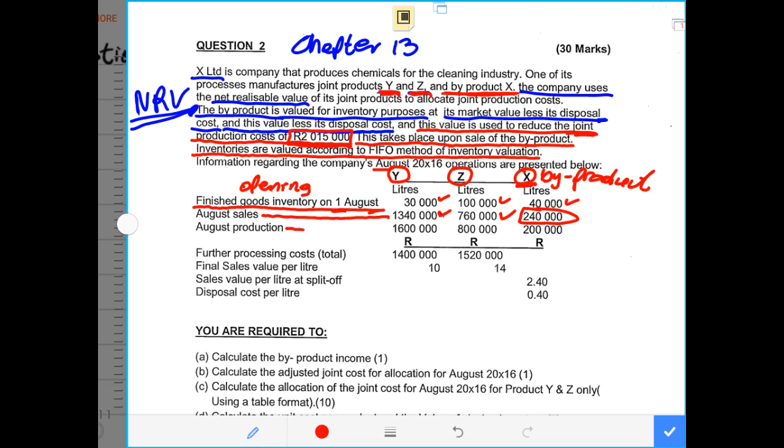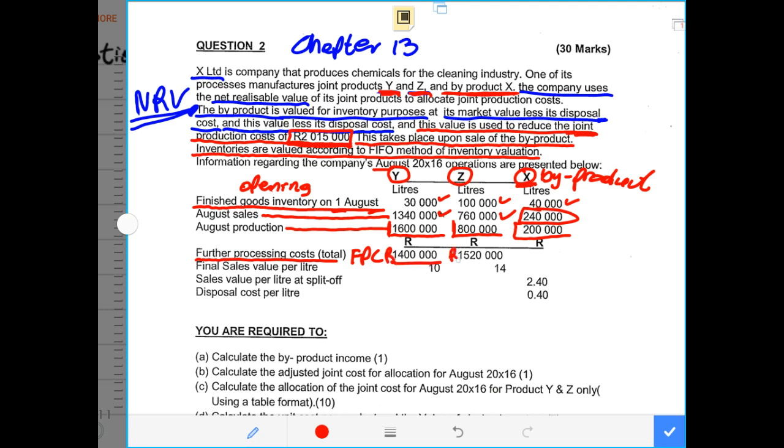Then we are given the number of units that were produced, which is August production. In the case of product Y, we produced 1.6 million, in the case of product Z, we produced 800,000, and in the case of the byproduct X, we produced only 200 units in the month of August. Then we are given the further processing cost in total. Further processing cost is 1,400,000 rands, and remember, this is in rands.